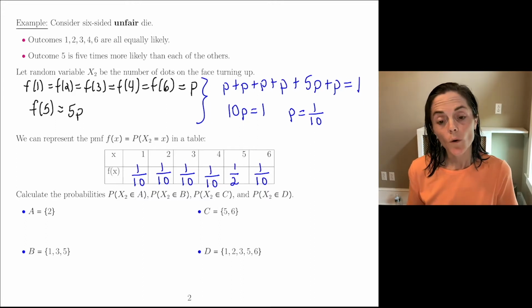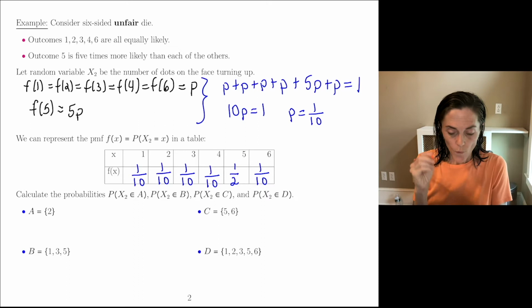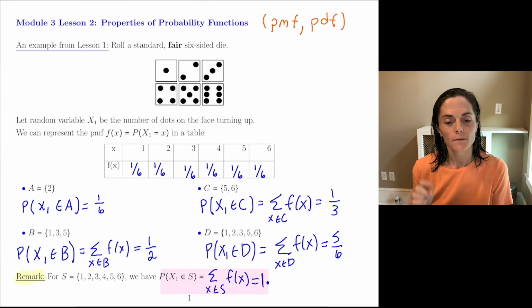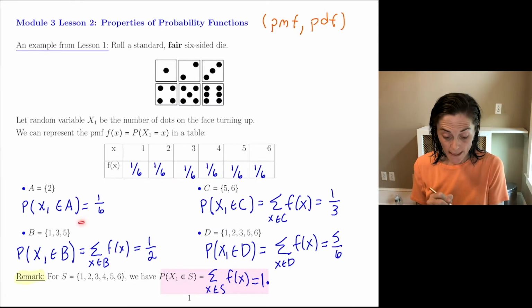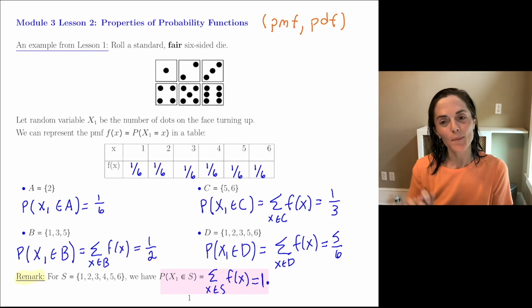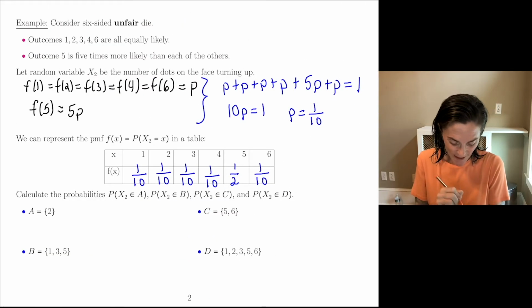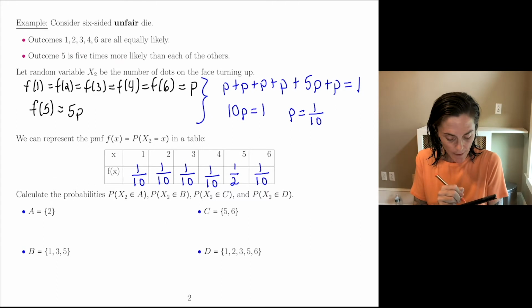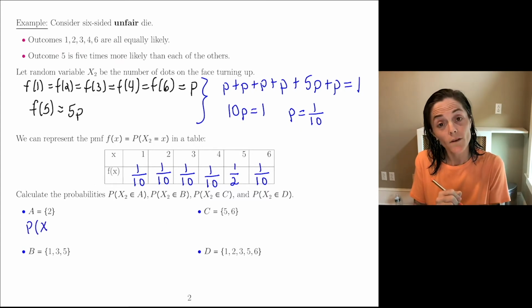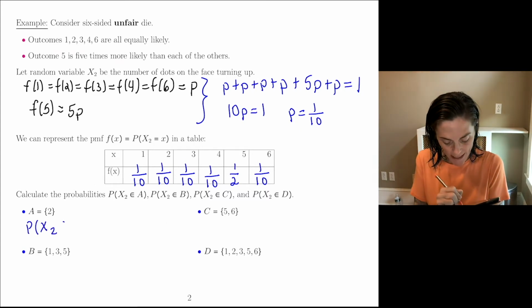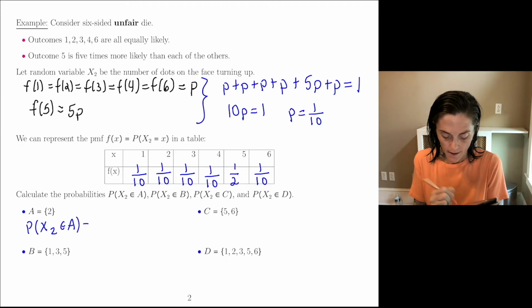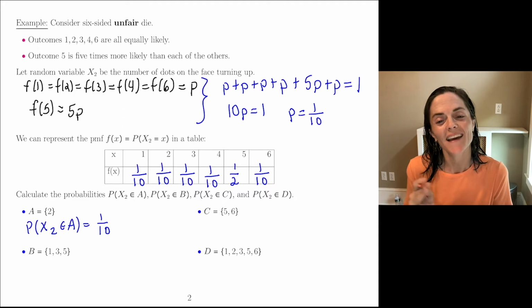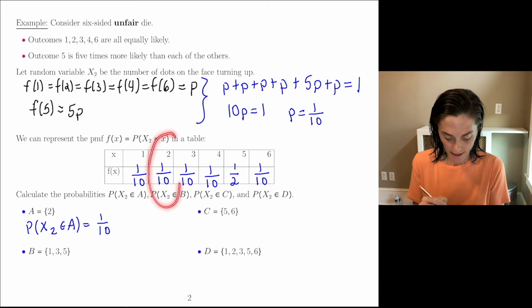All right, well, we can do exactly the way I worked it the second time, which is add up. So here, this first one is the simplest to calculate. In fact, we've already done this. The probability that x2 is in A is 1 over 10. We just evaluate at 2, which is right here.